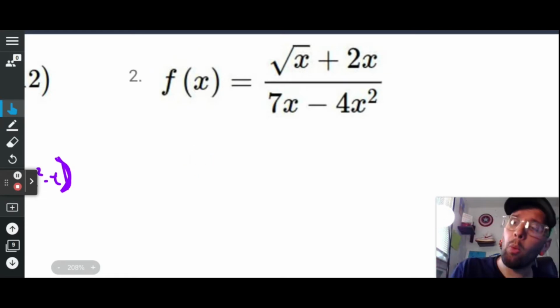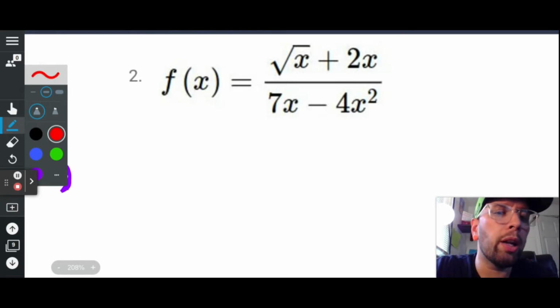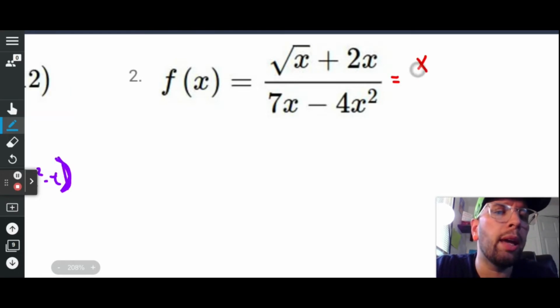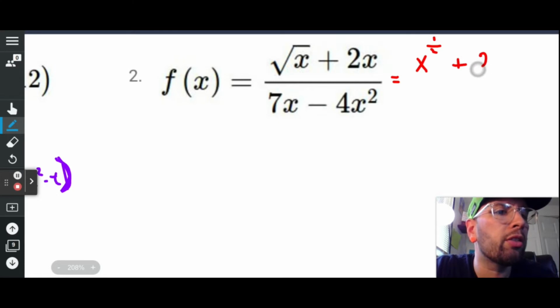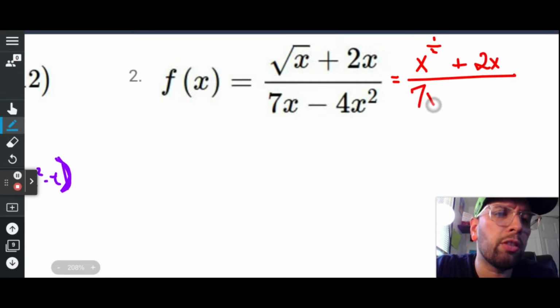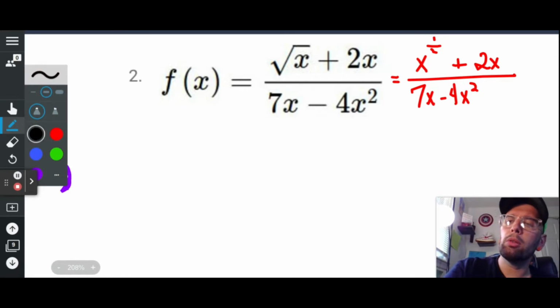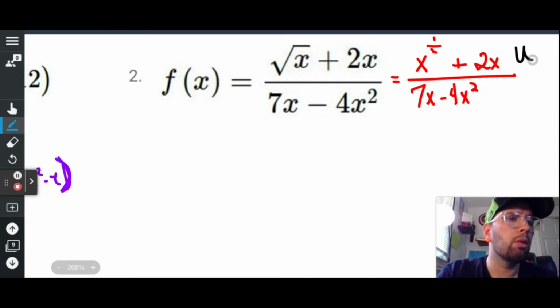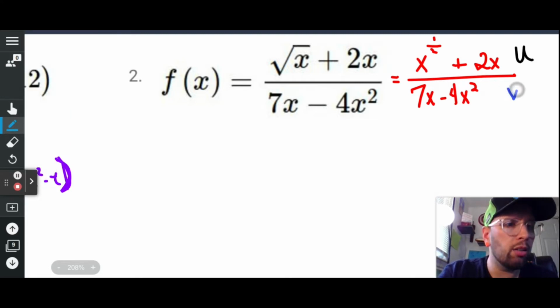Now, I'm going to rewrite out one thing, and that's going to be the square root part. All right, so let me rewrite it out as x to the 1/2 plus 2x all over 7x minus 4x squared. So my u is up here. U's always in the numerator. My v is down here.